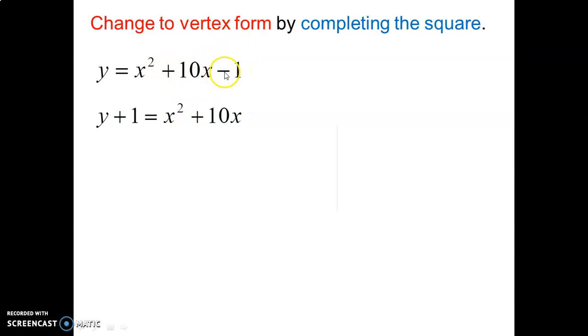So here's what we're going to do. We're going to move that 1 over to this side, keep the x squared and the 10x here. Then here, we're going to try to make a perfect square.